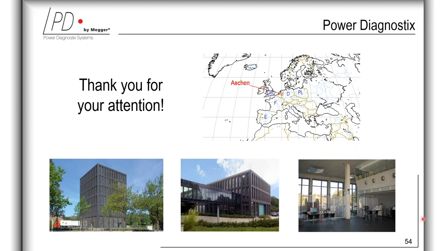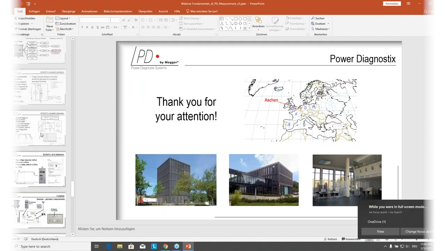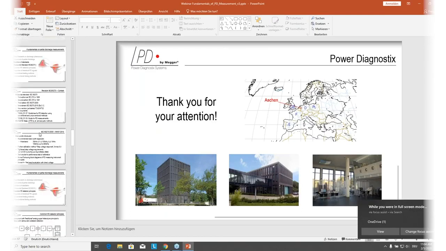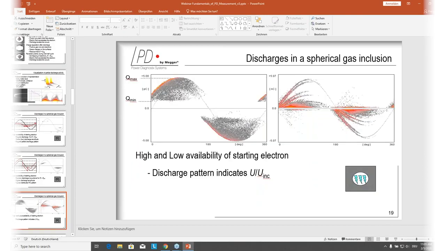So then the next question on slide 19. Sharon, if you go to slide 19, maybe you can answer this question about the difference between high availability of electrons and low availability of electrons, and how that can be seen on a PRPD pattern.